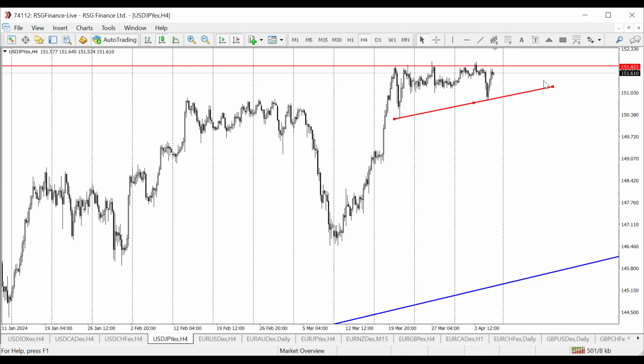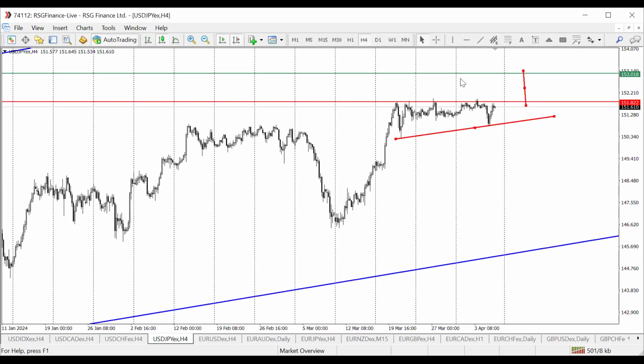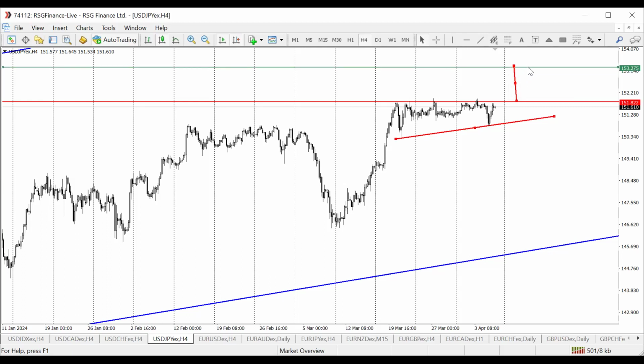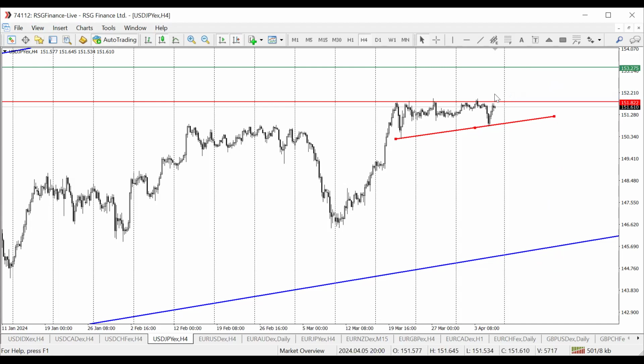Even if you're going to trade this, it's good to take your risk from the last low, because right now what we're seeing is a potential triangle. This is a rising triangle pattern. If price should break away from this, it should go a bit higher. So this becomes our profit target for these breakouts.